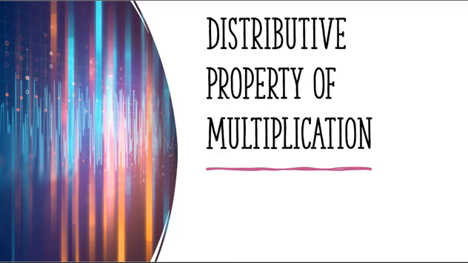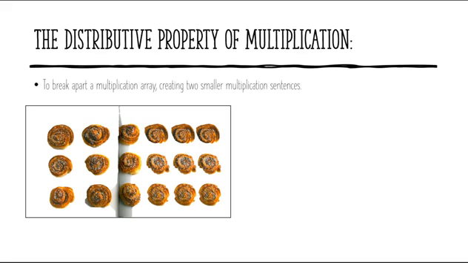So take out your notebooks and a pencil, and we will write down the vocabulary words. The distributive property of multiplication states that you can break apart an array, creating two smaller multiplication sentences.